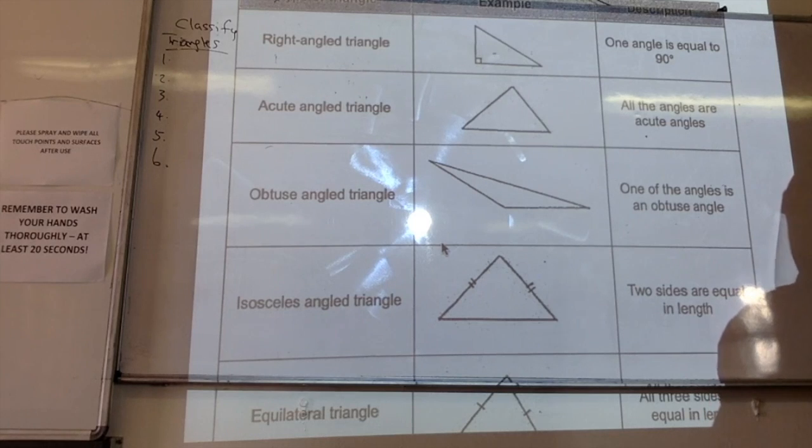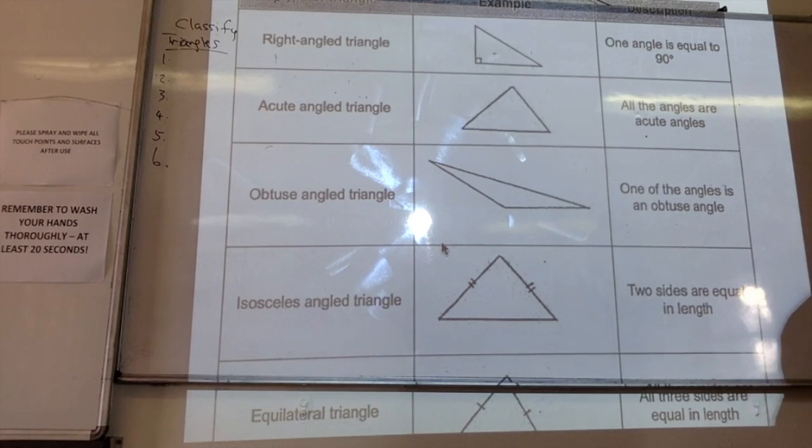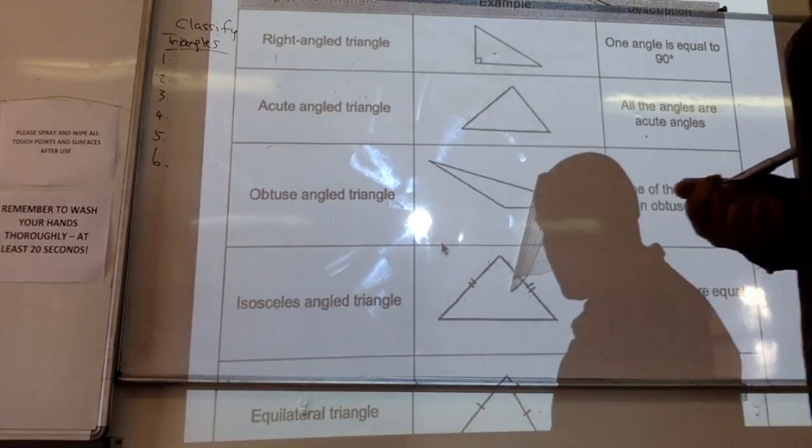Equilateral triangle. What is an equilateral triangle? A triangle with all sides equal. Right, a third one. Isosceles triangle, right? And what is an isosceles triangle? Only two sides are equal. Okay, so if no sides are equal, then it's scalene. If two sides are equal, then it's isosceles. And if all sides are equal, then it's equilateral.